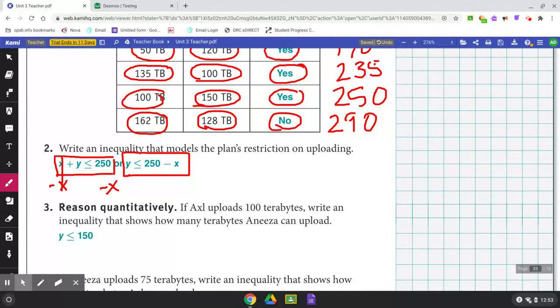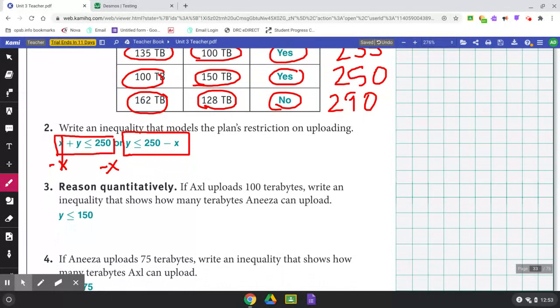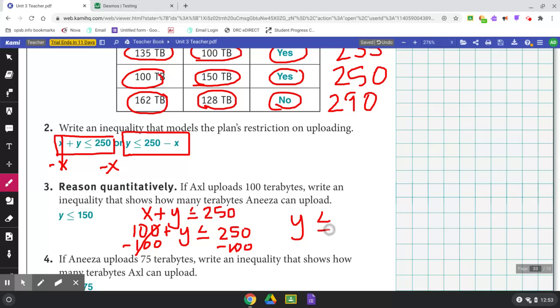If Axel uploads 100 terabytes, write an inequality that shows how many terabytes Anisa can upload. So if Axel uploads 100, we're going to use that inequality, X plus Y is less than or equal to 250. If Axel uploads 100 and Axel's uploads are represented by X, that's going to be 100 plus Y is less than or equal to 250. And you're going to have to subtract 100 from both sides. When you subtract 100 from both sides, you're left with Y is less than or equal to 150.